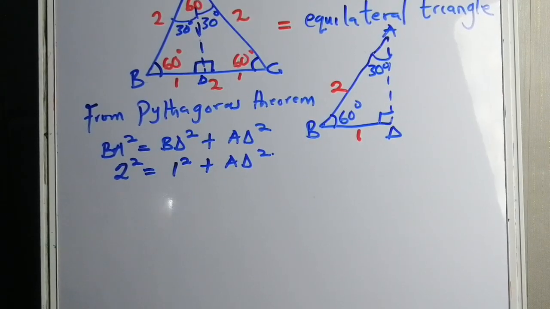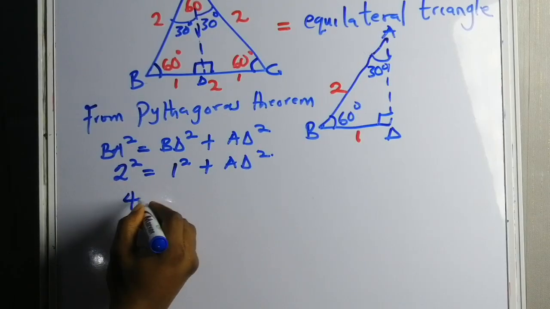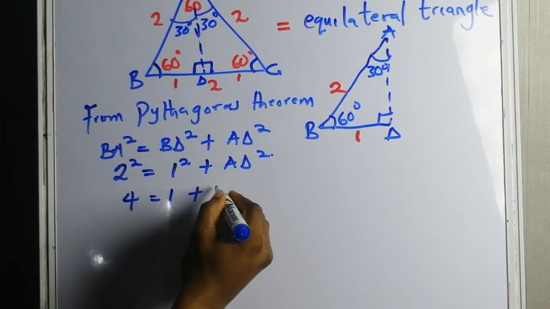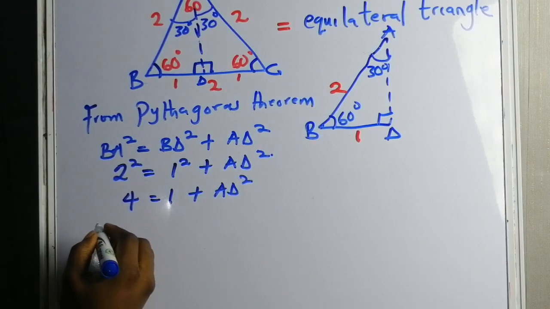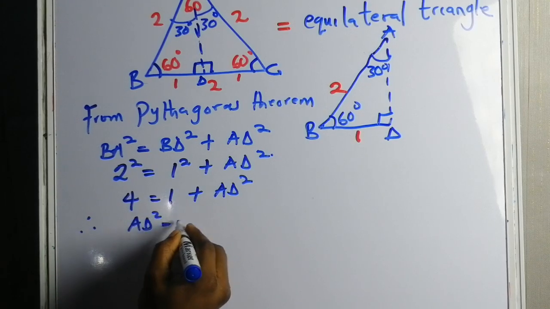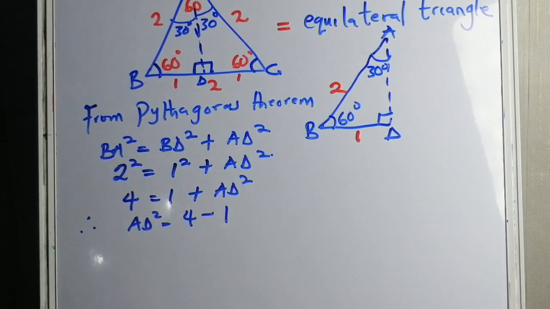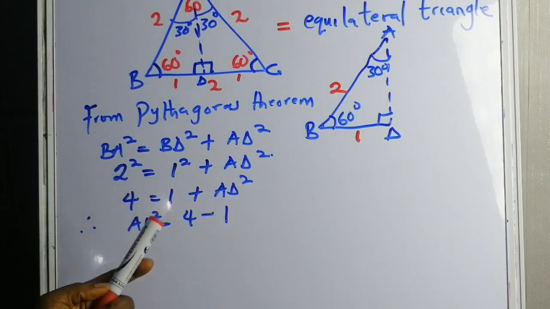So what do we need to do here? 2 times 2 will give us 4, equals 1 plus AD square. Therefore, AD square equals 4 minus 1. What am I trying to do here? I'm making AD square stand alone.